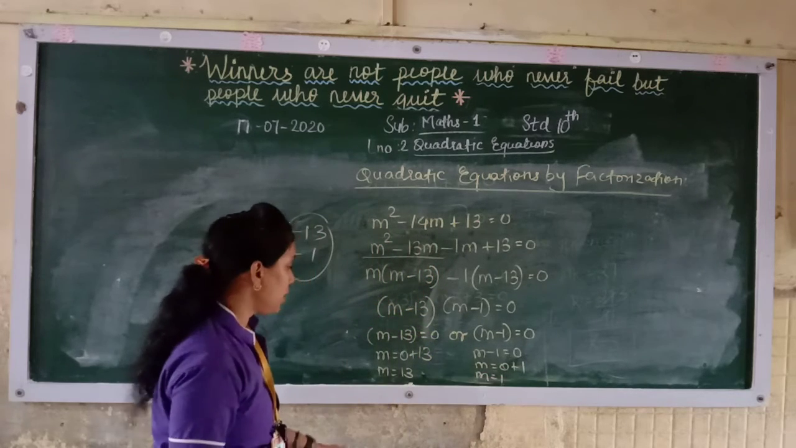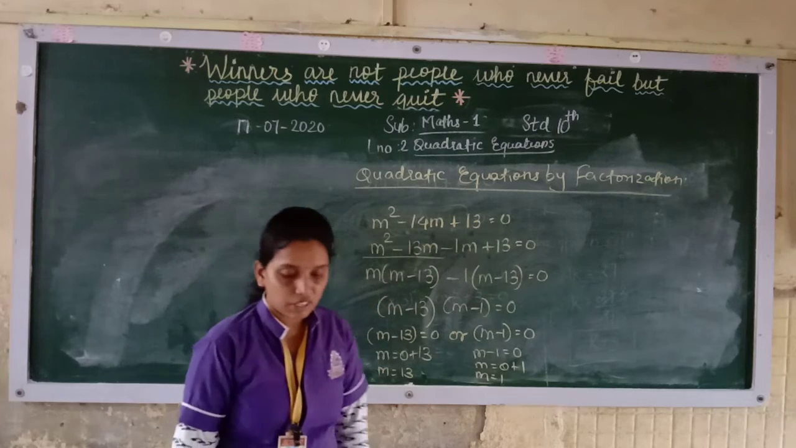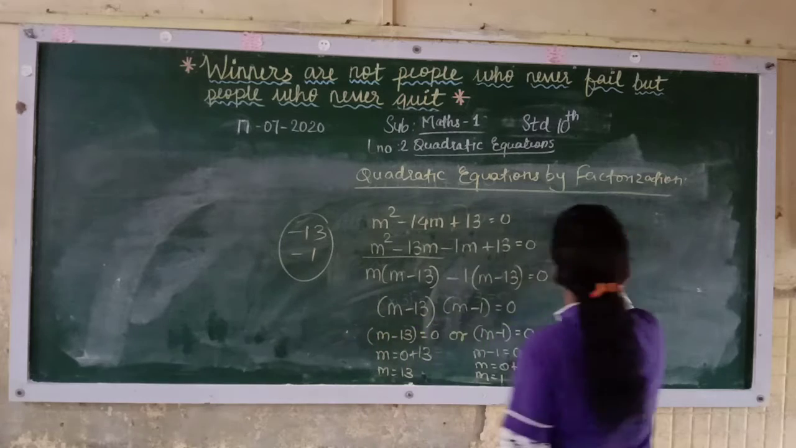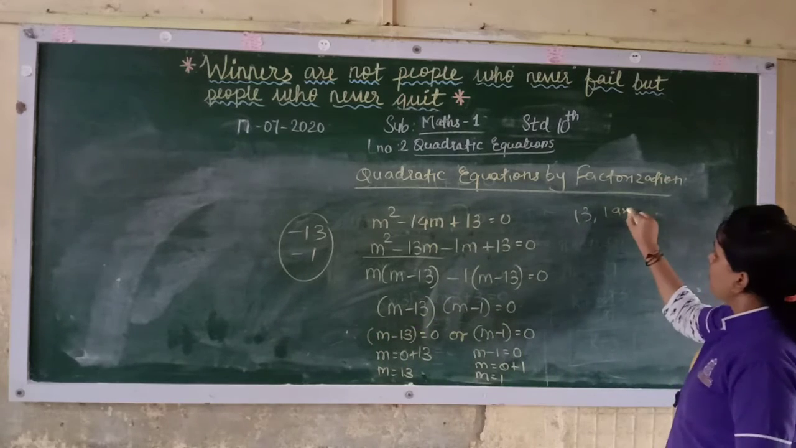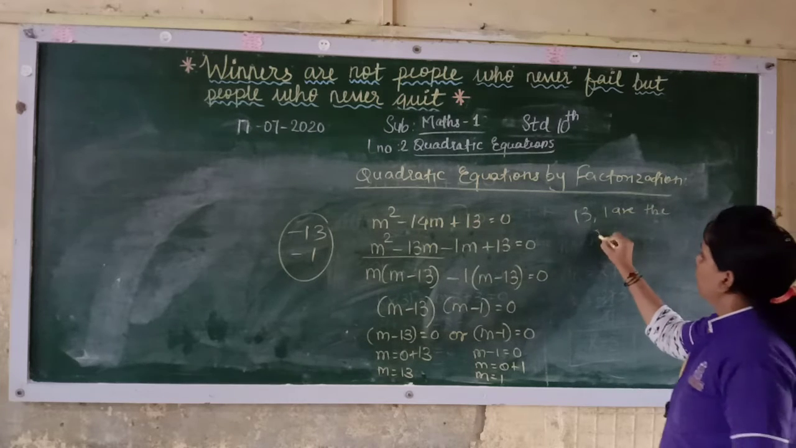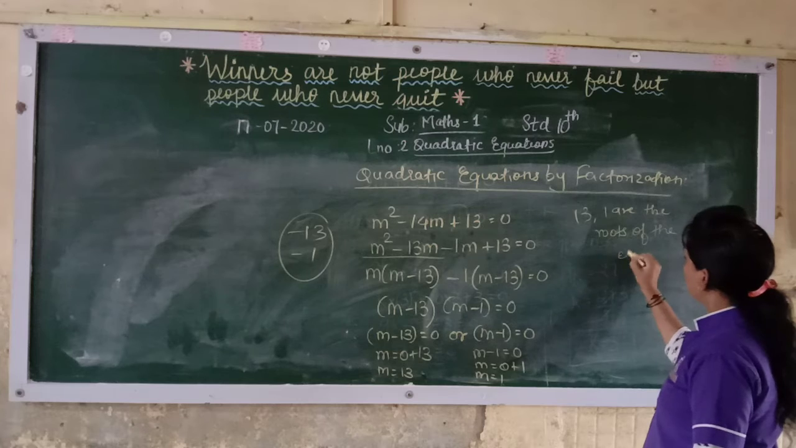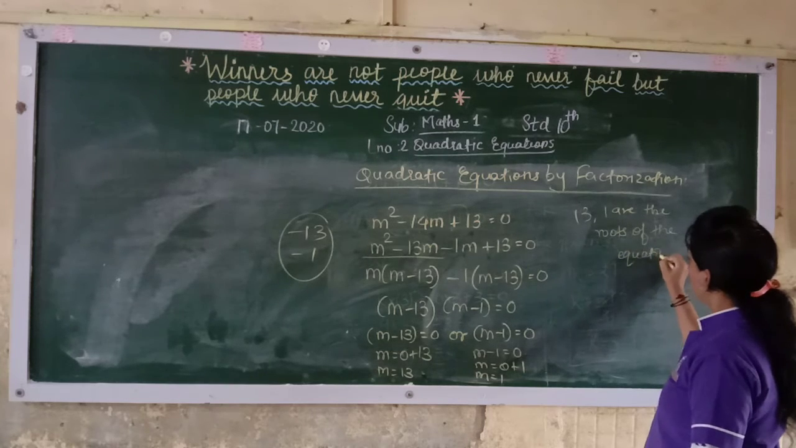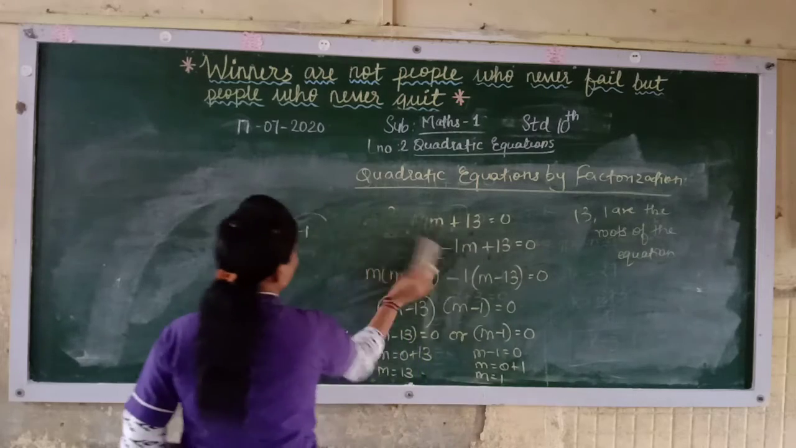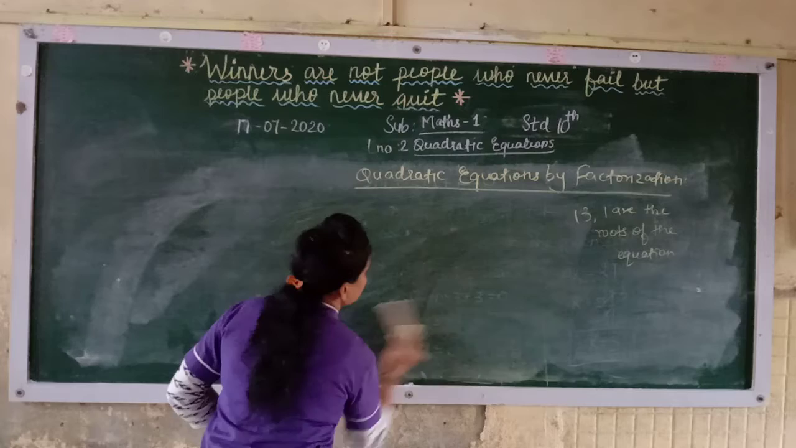So what are the roots of the equation? 13 and 1 are the roots of the given equation. So here the final answer you can write: 13 and 1, this you have done in the lower standard, are the roots of the given equation. Now some more examples we will see so that you will understand better.